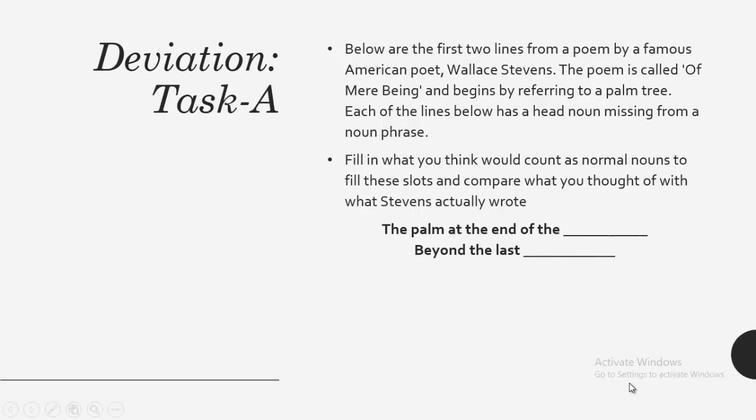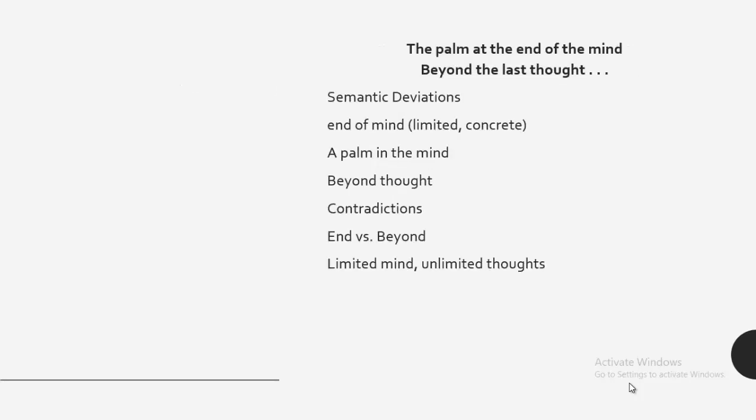And beyond the last, again you can put any noun here: beyond the last house, beyond the last tree, or beyond the last post, beyond the last building, etc. But let's have a look at what Stevens, this poet, actually wrote. And you can see that he has written: the palm at the end of the mind, beyond the last thought.